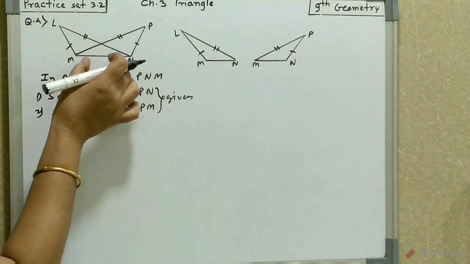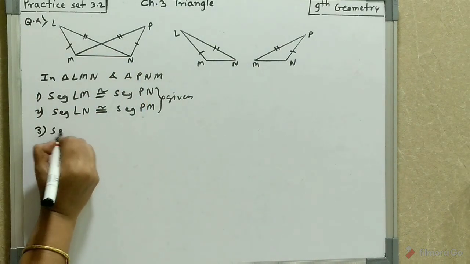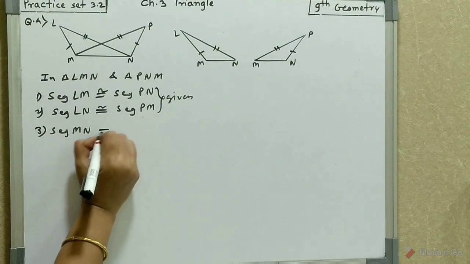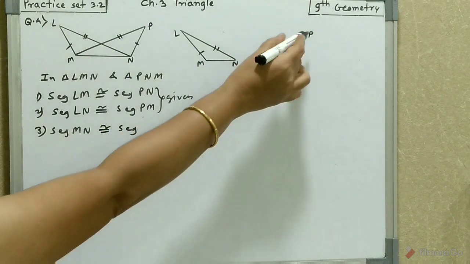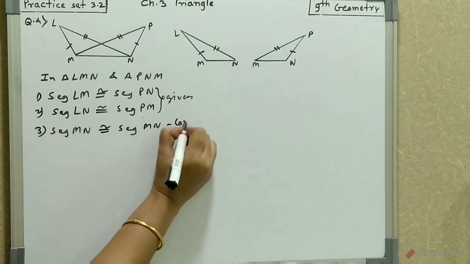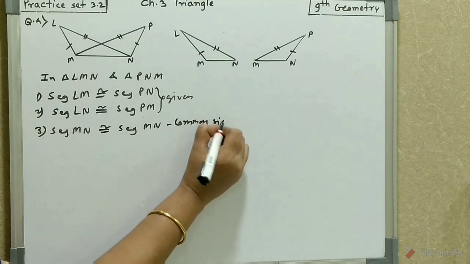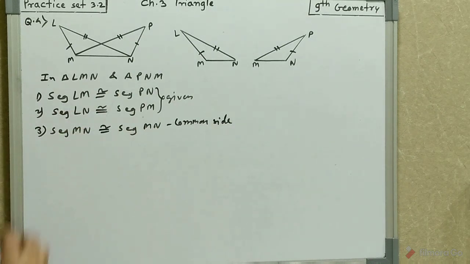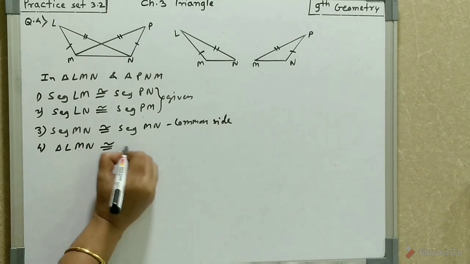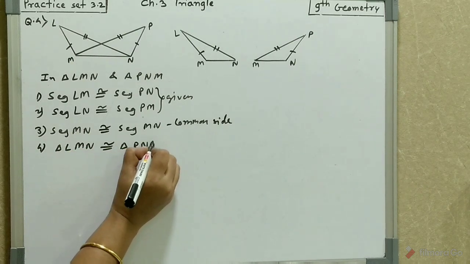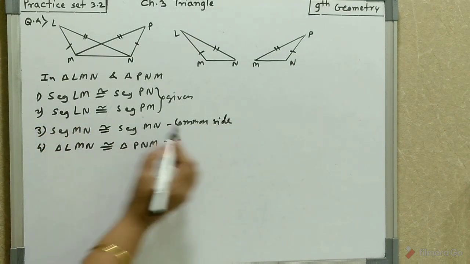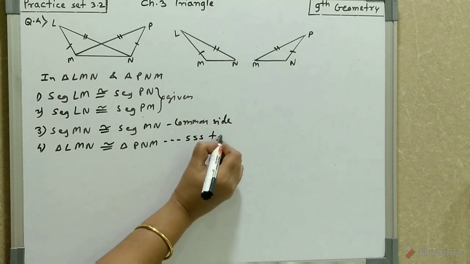Now, the next one, that is MN. So the third one, segment MN in triangle LMN congruent to segment MN in triangle PNM. What is the reason? Common side. Okay, so our three pairs are complete. Therefore, triangle LMN congruent to triangle PNM. Okay, so which test? SSS, side, side, side. So right here SSS test.